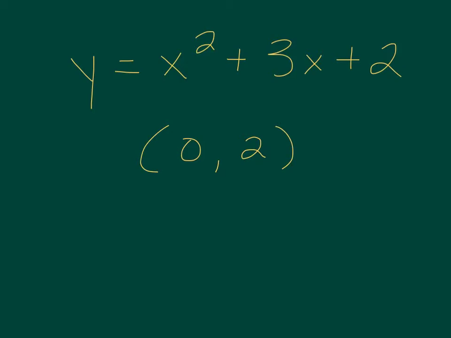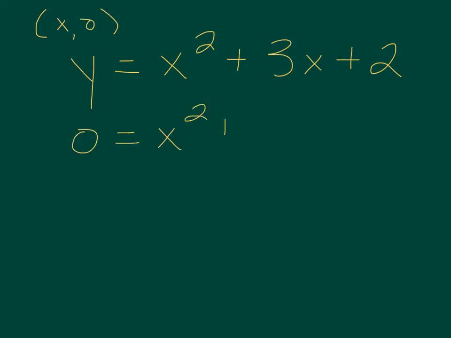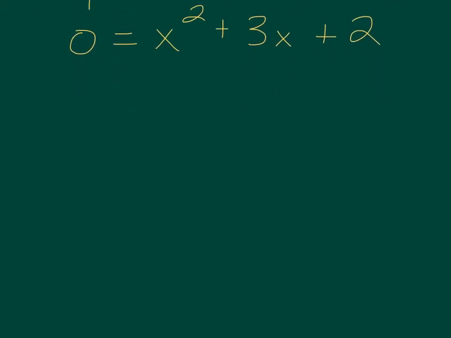All right, easy enough. But if we're trying to find the x-intercepts, then I know that I'm looking for (x, 0) for the x-intercept. So I know that the y is 0. So I plug in a 0 for my y, and I get x squared plus 3x plus 2 is now equal to 0. In order to solve this equation, we're going to either have to factor or use the quadratic formula. Using the quadratic formula always works.